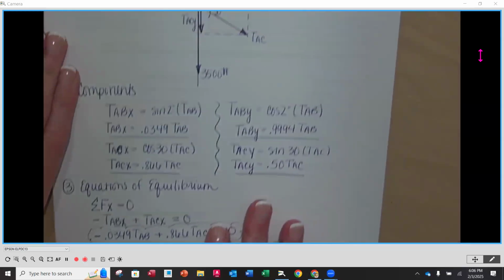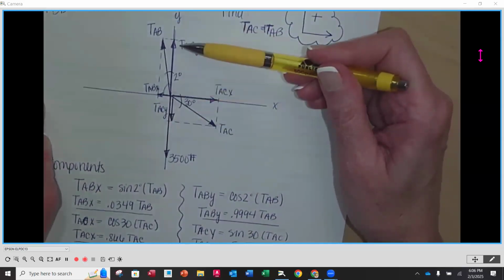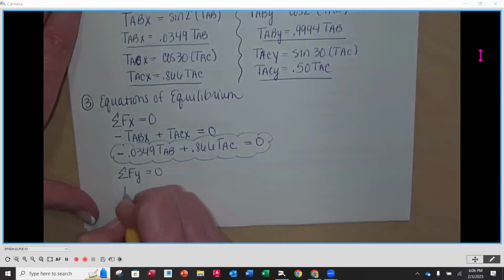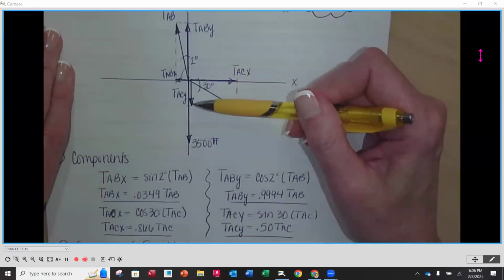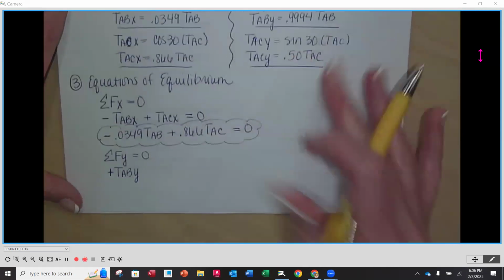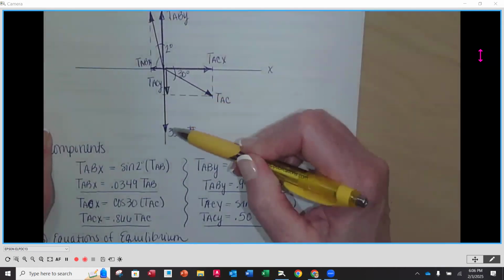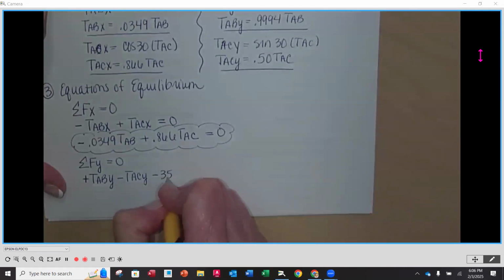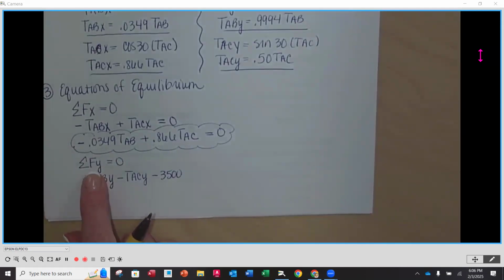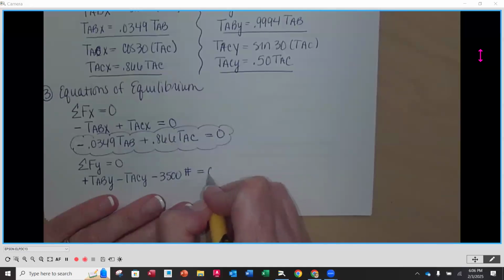And then just below here, now I'm going to go back up to my diagram and I'm going to look along my y-axis, okay? So the first force I'm going to be putting up here is going to be a positive TABY because it's going up. Then I'm going to have a negative TACY because it's going down. And then don't forget, we've got another negatively directed force that's the 3,500 pounds. So all 3 of those are on the sum of the forces in the y side, okay? So negative 3,500, and don't forget the units in all phases of the problem. Make sure you put pounds in there for the 3,500. And then now we're going to set this equal to 0.